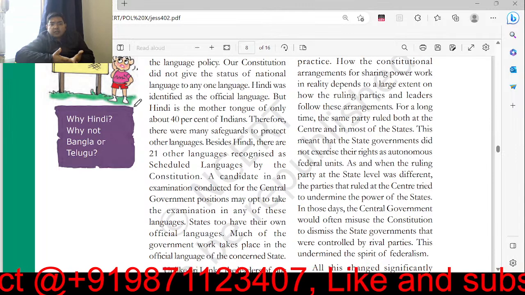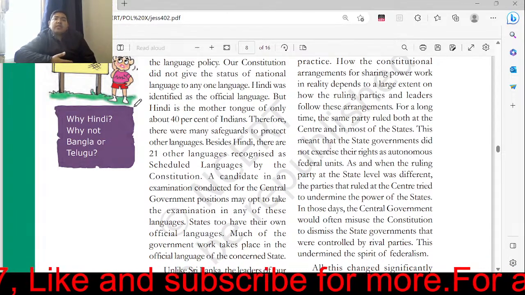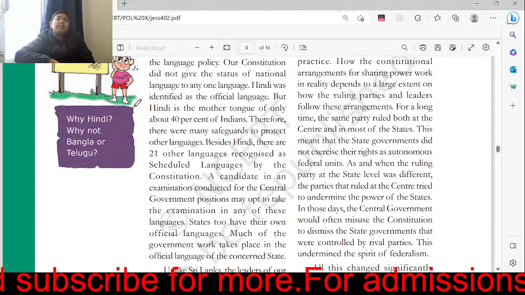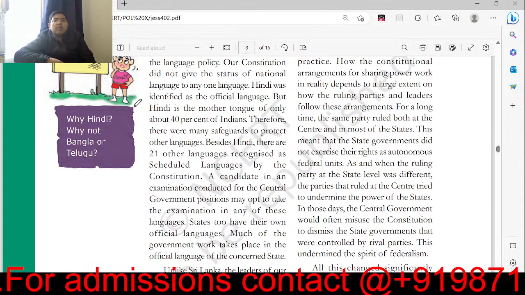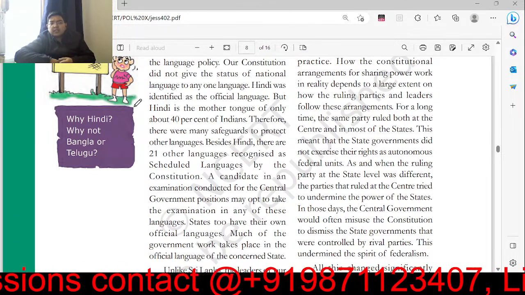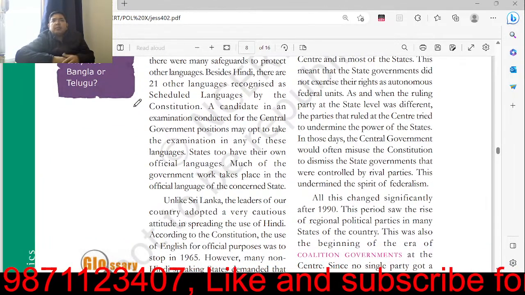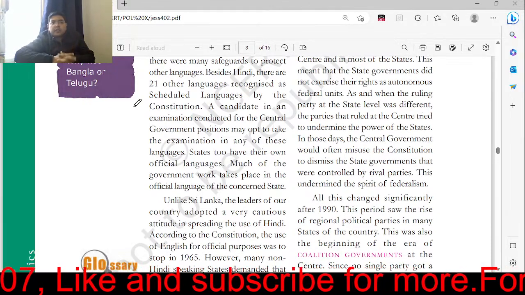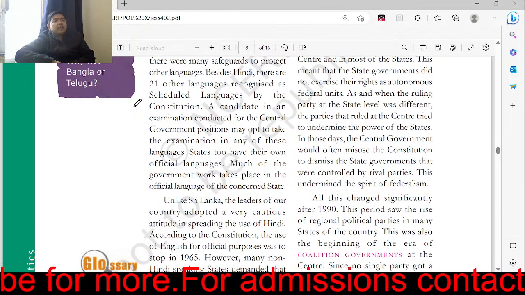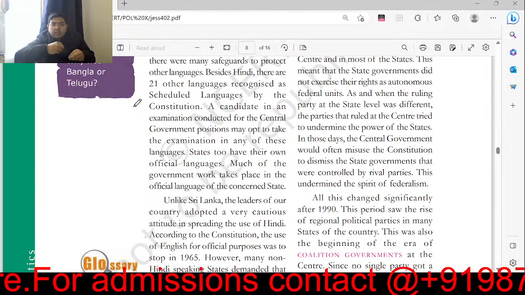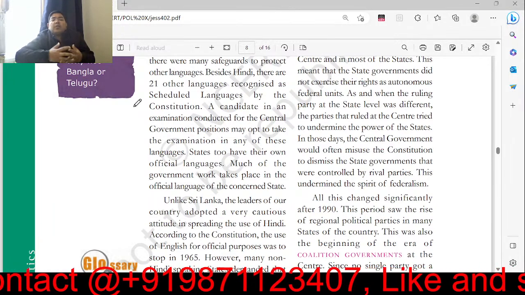It is not there. And the second important thing is that states also have their own official language, so it is easier for them to administrate at the local level, because there they do not have to bother about how people are going to react or whether people are going to understand it. Unlike Sri Lanka, where the leaders of the country adopted a very populist approach and decided, okay, fine, 74% of the people speak one language, let's go with that. Our leaders in our country were very cautious about it. So the attitude of our leaders at the national level of spreading Hindi is very cautious.